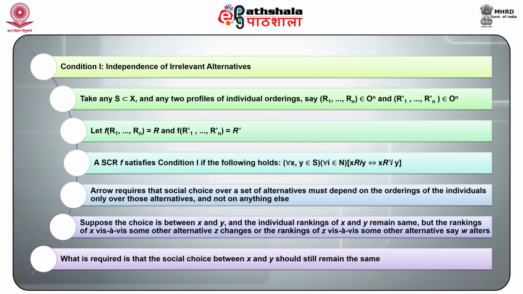Arrow requires that social choice over a set of alternatives must depend on the orderings of the individuals only over those alternatives and not on anything else. Suppose the choice is between x and y and the individual ranking of x and y remains the same, but the rankings of x vis-a-vis some other alternative z change, or the ranking of z vis-a-vis some other alternative, say w, alters. What is required is that the social choice between x and y should still remain the same.